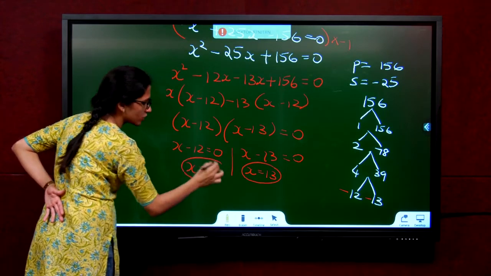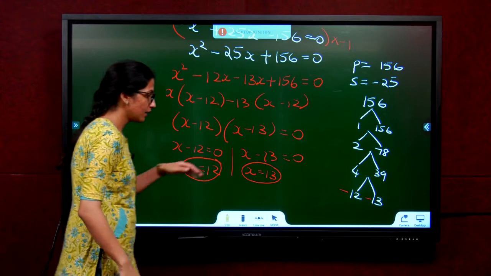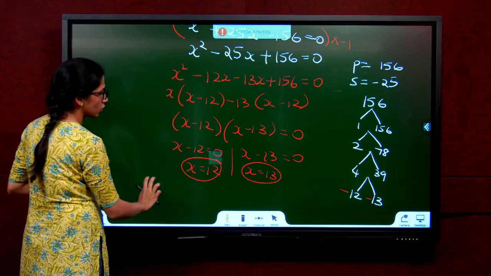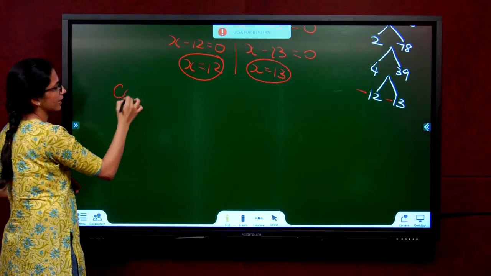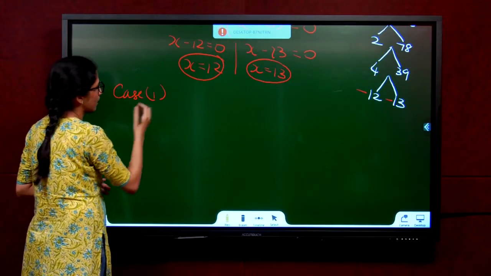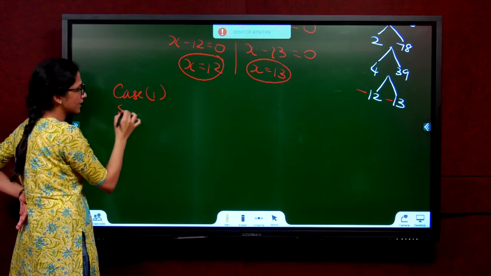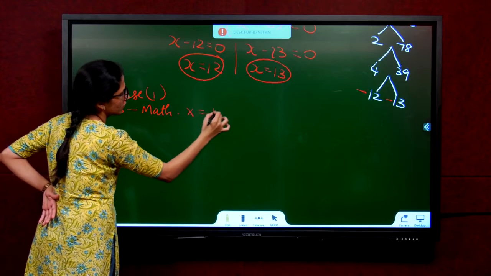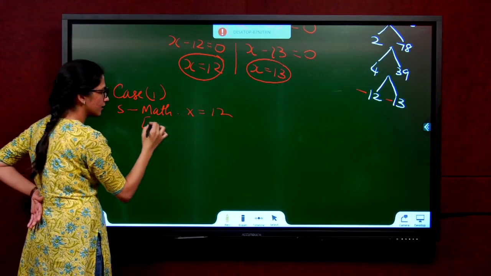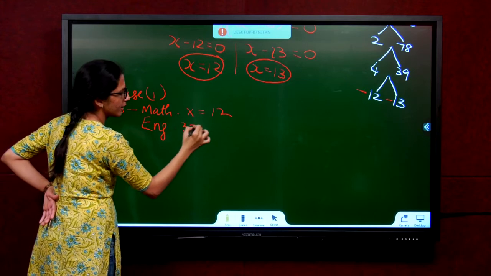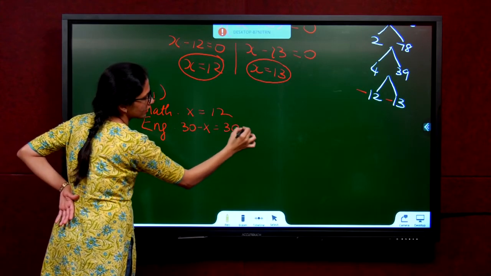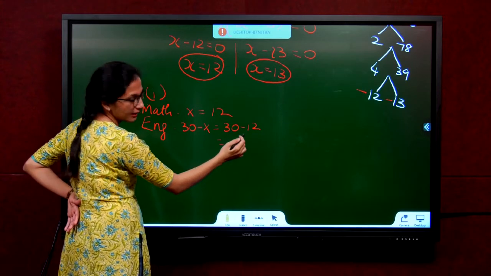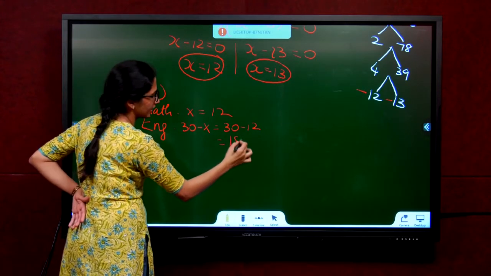So you get two possible cases. 12 is possible, 13 is also possible. Both are positive, both are possible. So now what will be the answer? Case 1. If Shefali's math marks is x equals 12, then what will be the English marks? 30 minus x, 30 minus 12. How much is 30 minus 12? 30 minus 10, 20, 20 minus 2, 18.